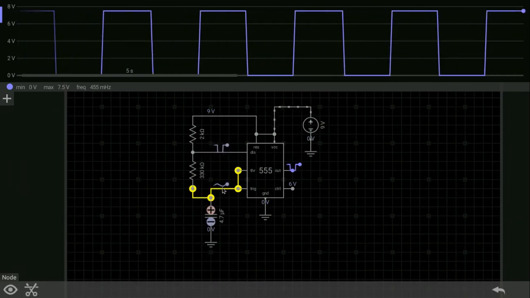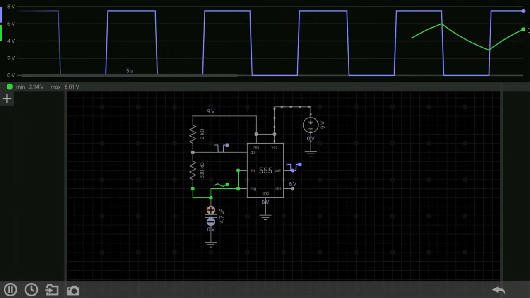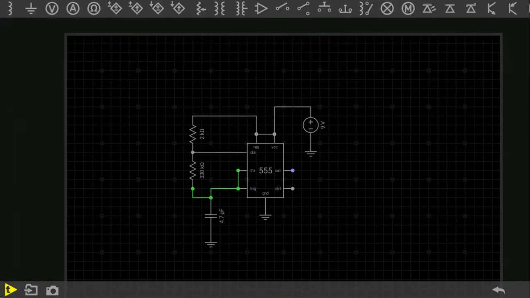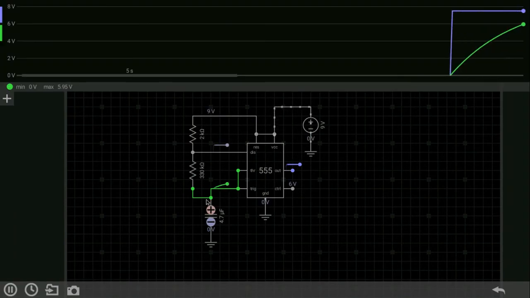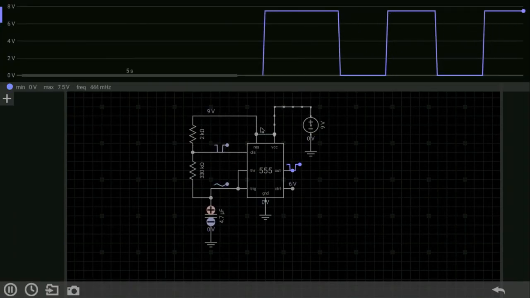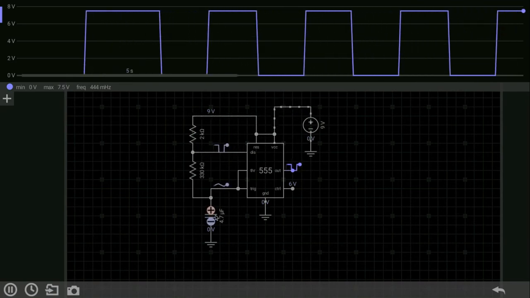So if you also look at it right here, you can see a little triangular form here. Now, this current right here, let me play it again. This current up right here is actually doing this because of the capacitor charging and discharging.